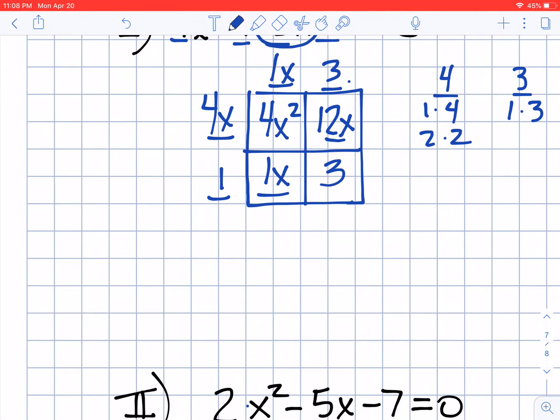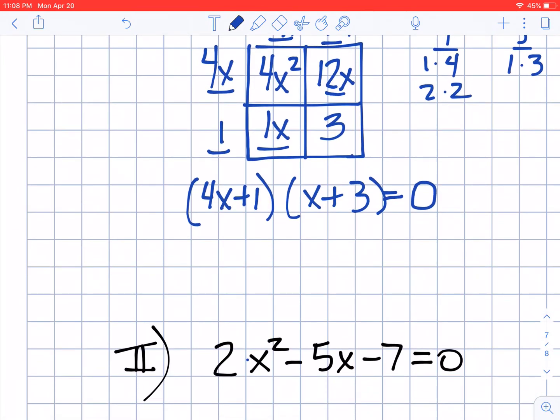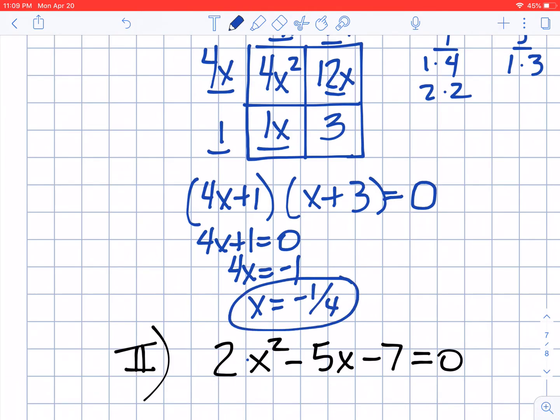Ooh. 4x plus 1 times x plus 3 equals 0. Don't forget to use those parentheses, set it equal to 0, and then look at each problem separately. So 4x plus 1 equals 0. Add negative 1 to both sides, divide through by 4. So there's one answer. X is negative 1/4. X plus 3 equals 0, so x equals negative 3.